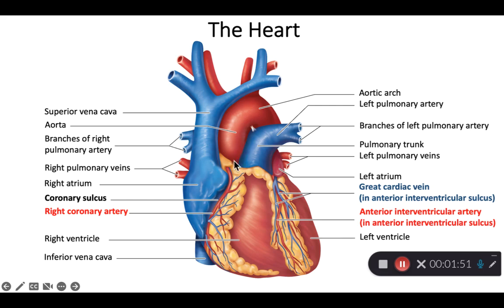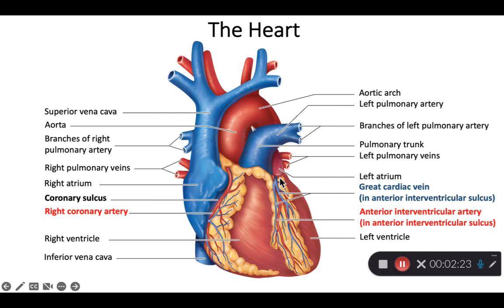Right immediately off that ascending aorta, there's two coronary arteries. This one here is the right coronary artery because it comes off the right side of the aorta. And then the left coronary artery comes off the left side of the aorta. You can't see it because it's behind the pulmonary trunk, but you'll notice it pops out right here and branches into two arteries. So you've got a right coronary artery and a left coronary artery.